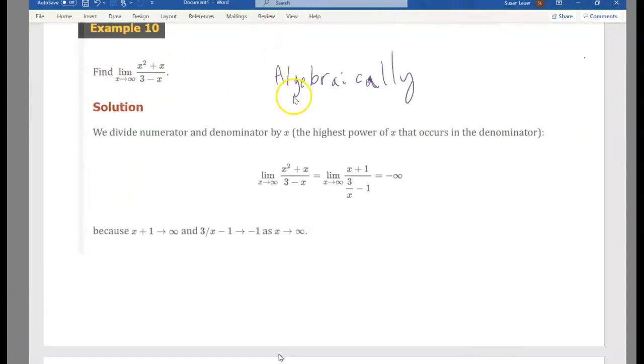So algebraically is using the highest power in the denominator, and I think I said numerator or denominator earlier, so make sure you fix that. The highest power in the denominator in this case is x. The highest power of x is x. So I'll divide each term by x. This is doing this algebraically, which is kind of like a proof. And then the limit as x goes to infinity here would be infinity plus 1, which is infinity. And 3 over x would be 0 and then be negative 1. So infinity divided by negative 1 gives me negative infinity.